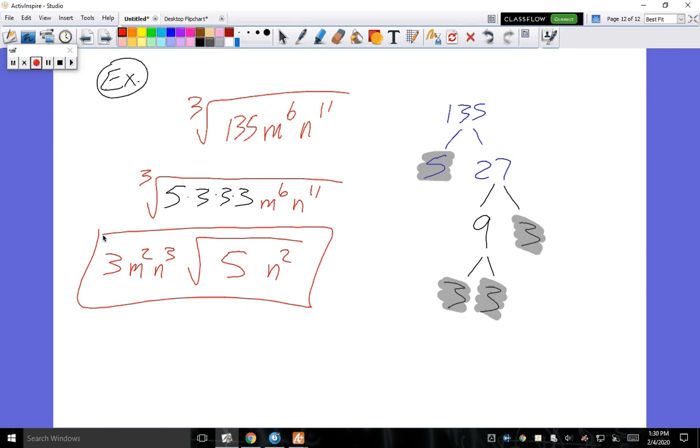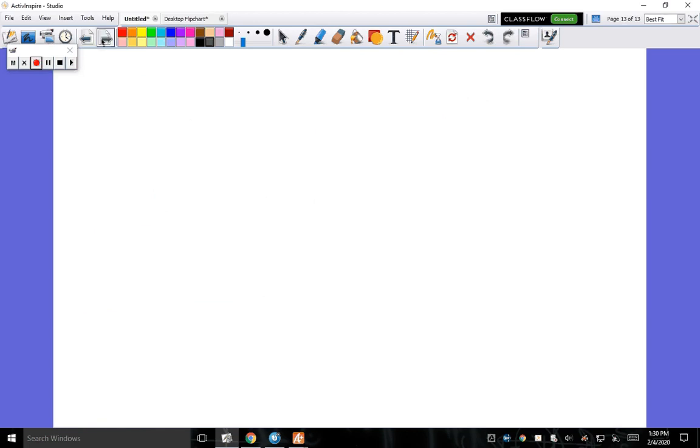Simplifying radicals. I hope my pictures of drawing these out, whether they're m's, whether they're n's, groups of 3, help you identify what it comes out as. Okay, let's keep going. Our next example is 96 c to the 10th, d to the 11th, and e to the 6th. And we're going to take the 5th root of all of this.